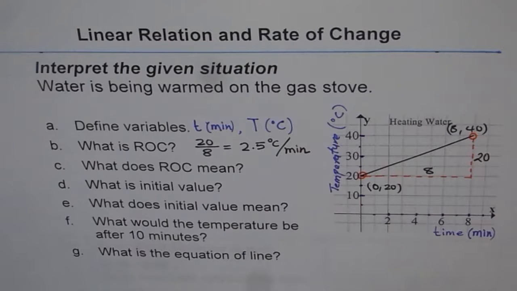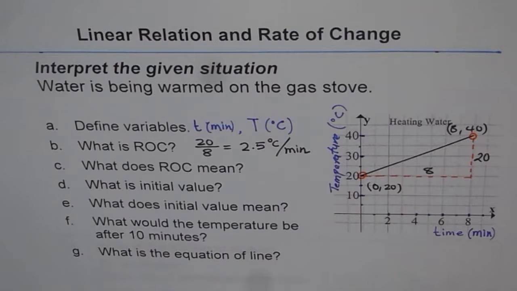Right? So the rate of change here is change in temperature over change in time. The speed with which temperature is changing is 2.5 degrees Celsius per minute. So it shows the change in temperature with time.